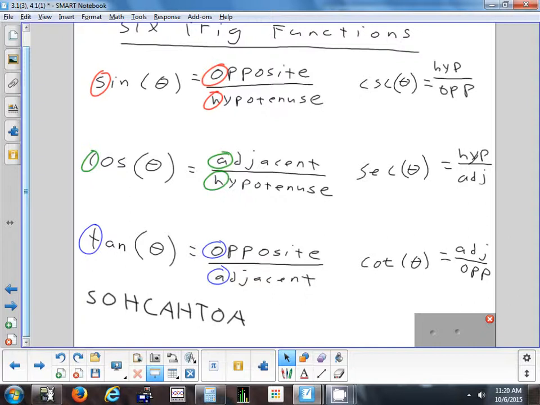So if you can do the other three, and you get the other name. I like SOHCAHTOA better. That doesn't really work.